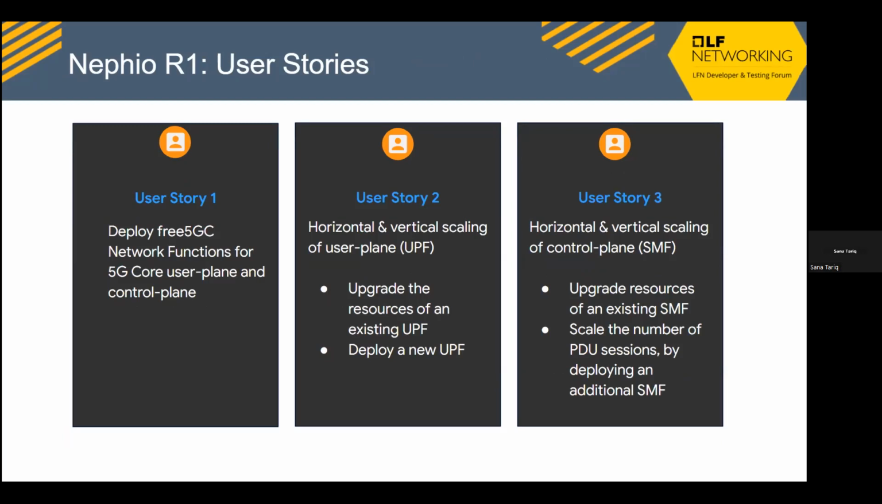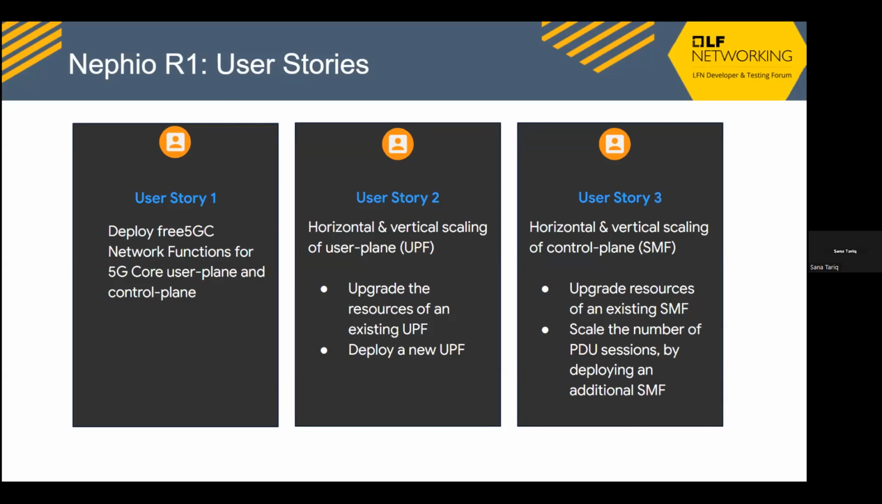For user story number 2, we approached the horizontal and vertical scaling of the user plane in the UPF. The document has more details on how we would accomplish the horizontal and vertical scaling, but basically upgrading the existing resources on the UPF, that is scale up, and then deploying a new UPF, which is the scale out. It's a part of our user story number 2.